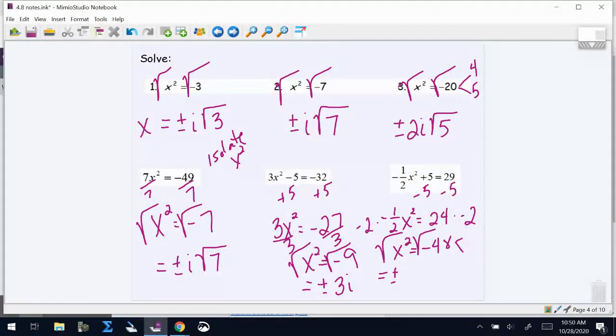I'm going to break down 48. So 48 has a few factors that are perfect, but the biggest one is 16. So it is 16 times 3. You might have thought of 4 times 12. However, we can go bigger. 16 is a perfect square that goes into 48. So we get plus or minus 4i. The 4 comes from the square root of 16, and the i comes from the negative, and then root 3.